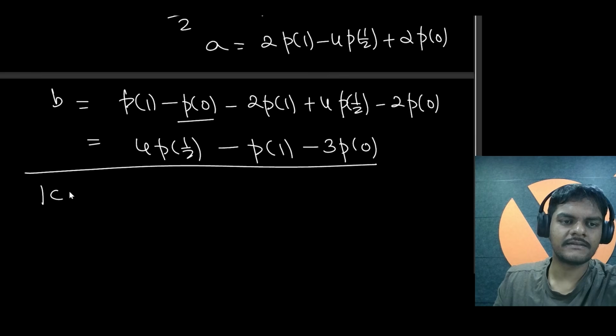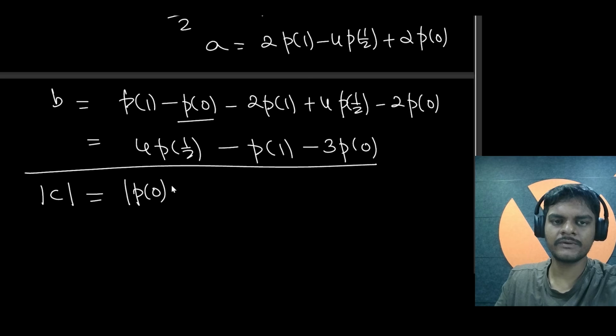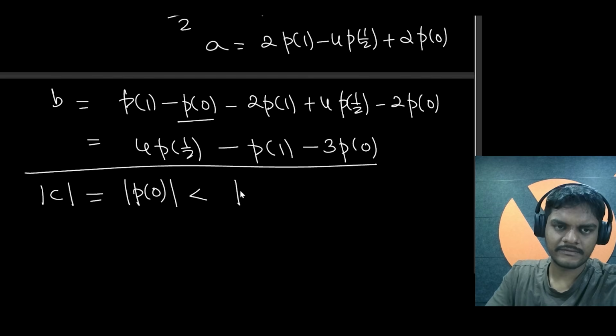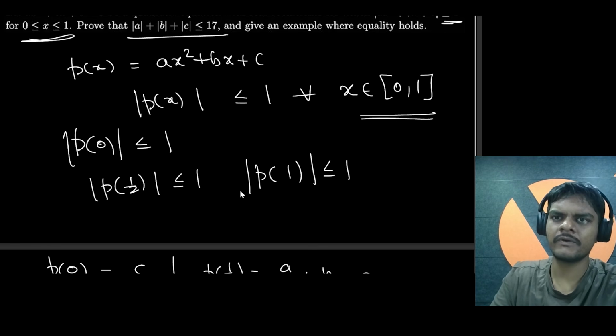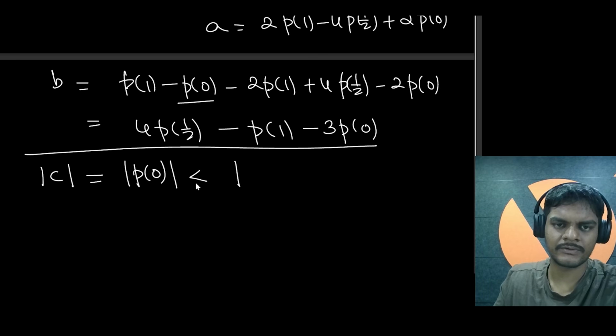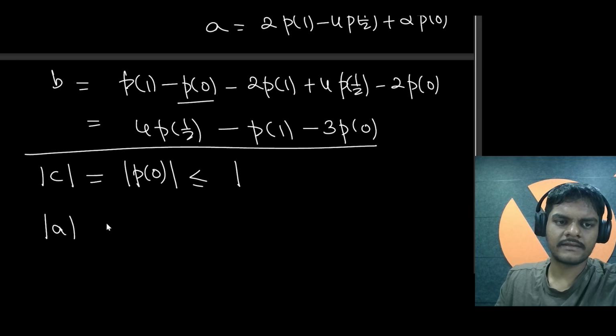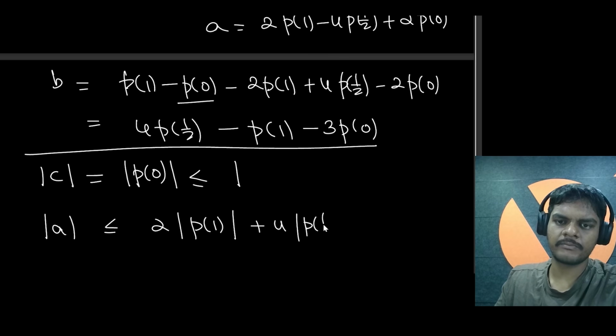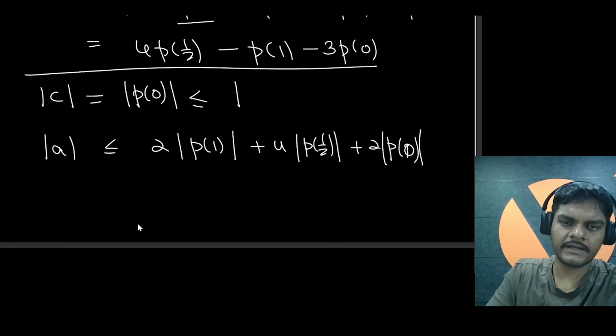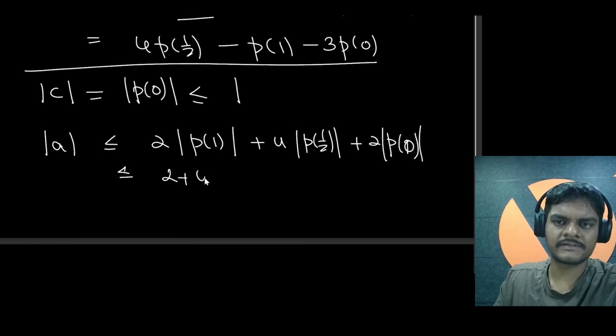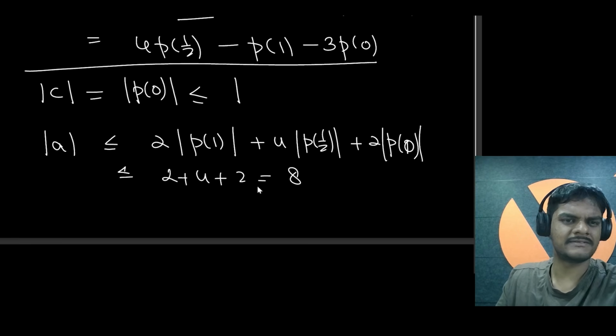So mod C is less than or equal to mod P of 0. So it is actually equal to mod P of 0, which is less than or equal to 1, right? What is mod A? This is less than or equal to 2 mod P of 1 because of triangle inequality, plus 4 mod P of 1 by 2 plus 2 mod P of 0. Okay, great. So this is less than or equal to 2 plus 4 plus 2, which is 8.